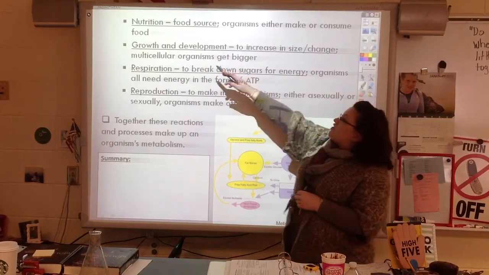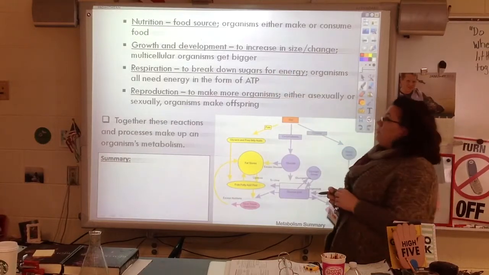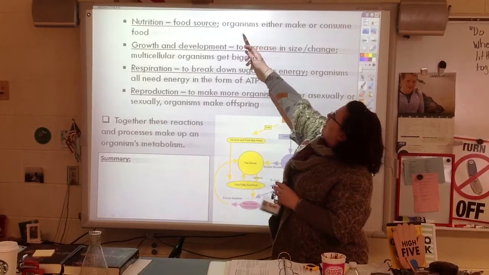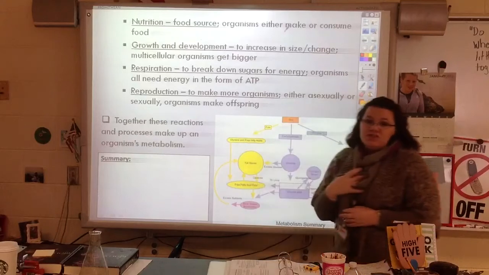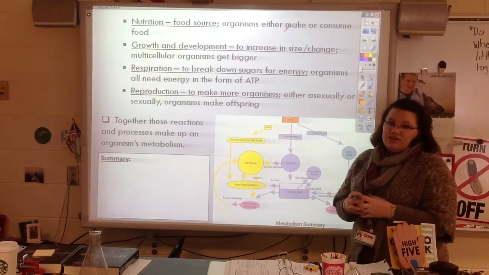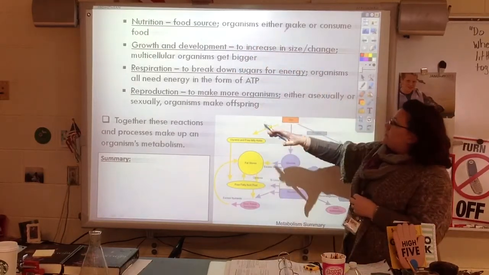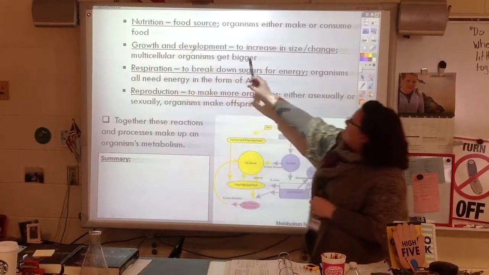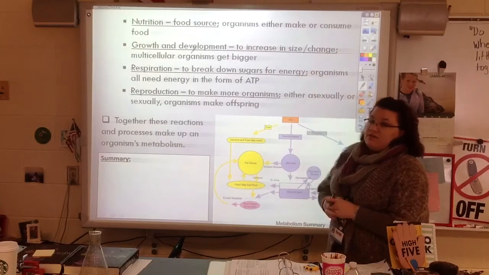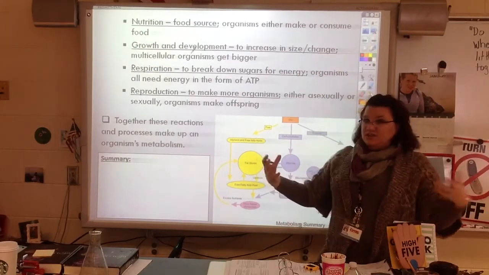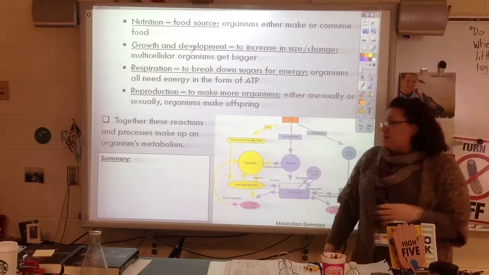Continuing our list, we have nutrition, food source. That means where we get our food that our body can use. Organisms either make or consume food. We consume food because we can't make it for ourselves. Plants can make their own food. Growth and development, to increase in size, change. That means you get bigger, like we do. Multicellular organisms get bigger. Start out very small, become very big.